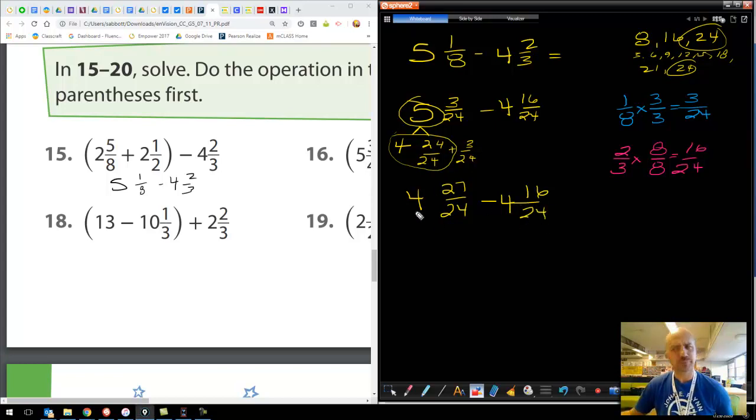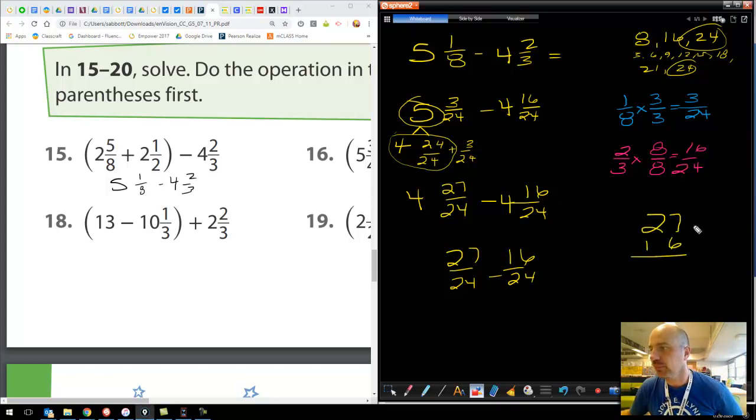Awesome. So I'm seeing 4 minus 4. I have those whole numbers. I need to take them away. 4 minus 4 is 0. Well, that's easy. Cool. So now I'm left with 27/24ths minus 16/24ths because my 4's are gone. And 27 minus 16, if you don't know that and you want to line it up, 7 minus 6 is 1, and 2 minus 1 is 1, and that gives us 11/24ths. And that is our final answer because that was the second part of this.